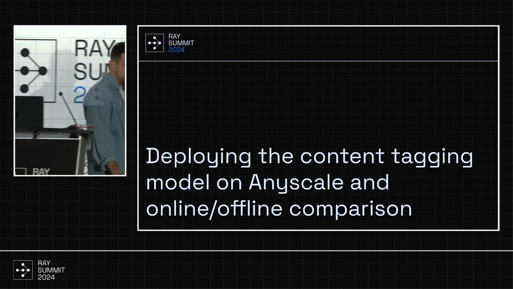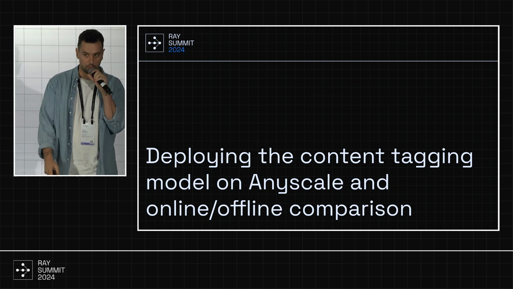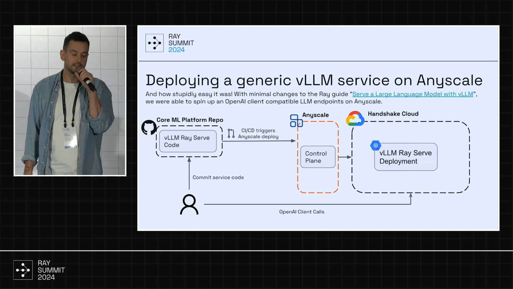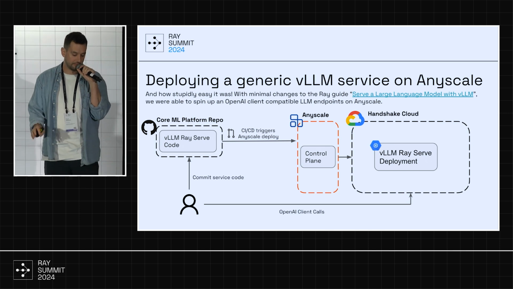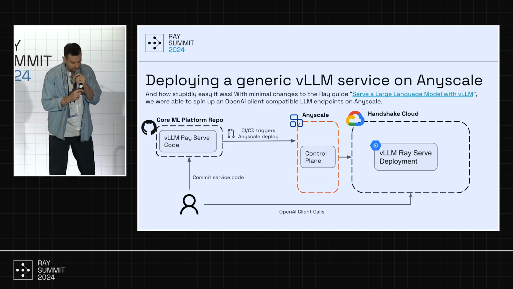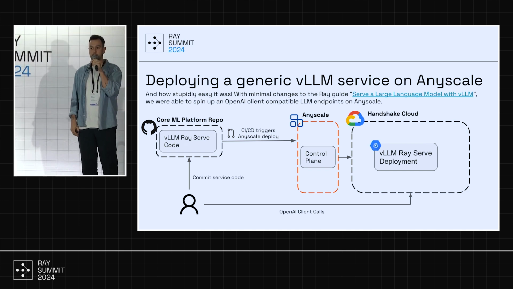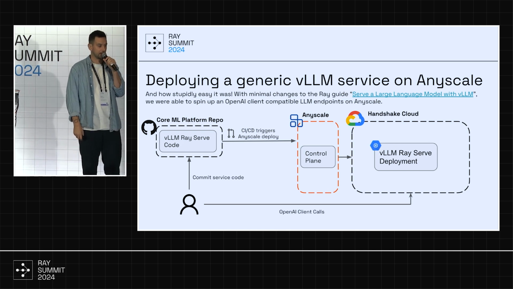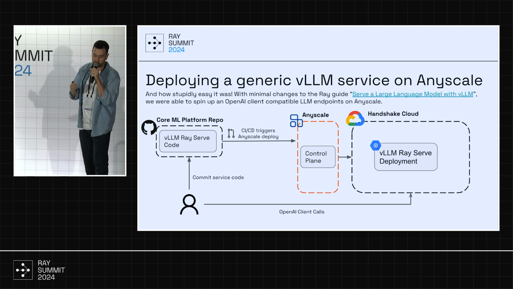So I'll start with the real-time service that Nabil alluded to, using vLLM to deploy a generic LLM service for us internally. You've probably seen some version of this 10 times so far at the conference, but Handshake, like many others here, are Anyscale customers. And so what we've done is we have a basic central ML service repo where our ML practitioners commit code. And then we have CI/CD pipelines set up so that whenever code is committed, pipelines get triggered. We call Anyscale and have them create services.